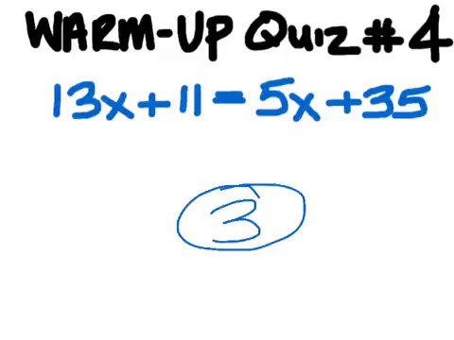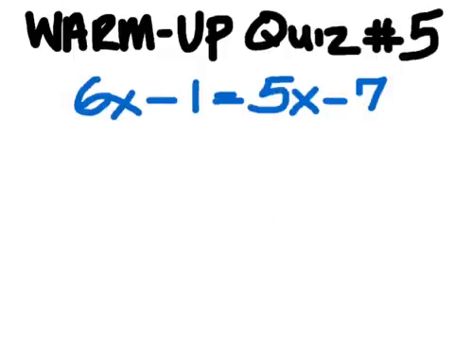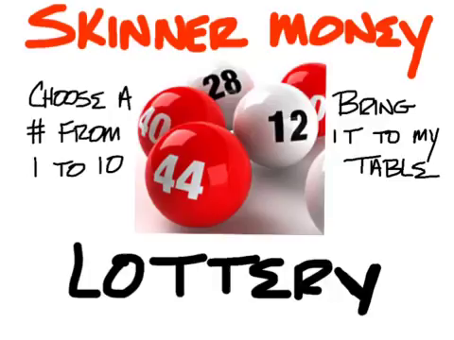3 is the answer. Last chance for a 10 million bonus, or a 3 million bonus. Everybody had that right. The answer is negative 6. Pick a number from 1 to 10. Drop it off. The winning number is 10.